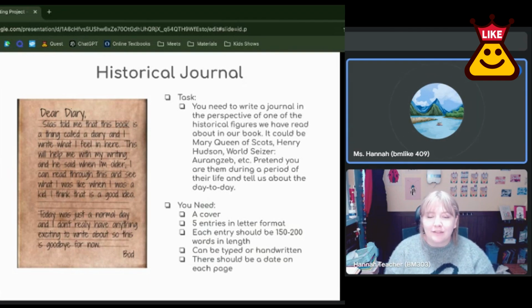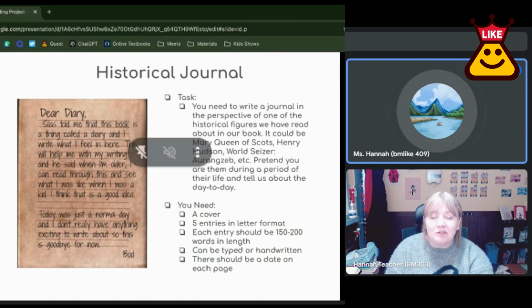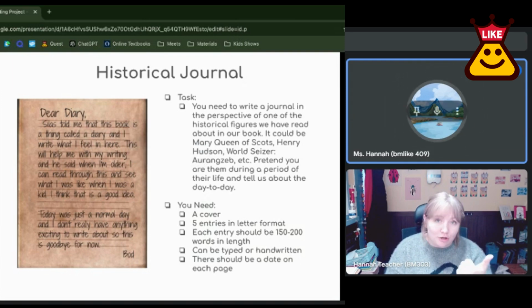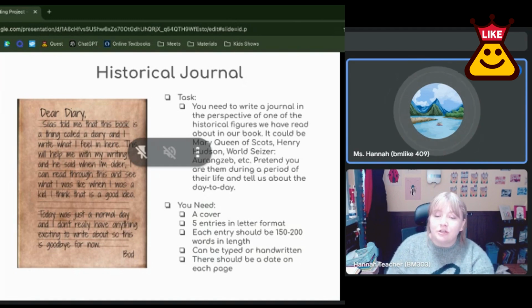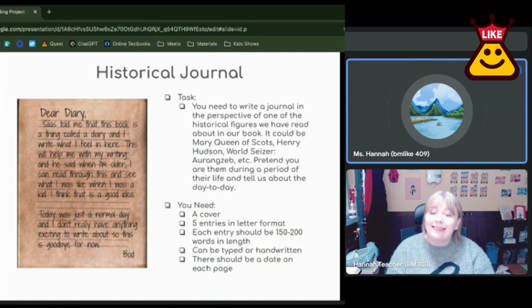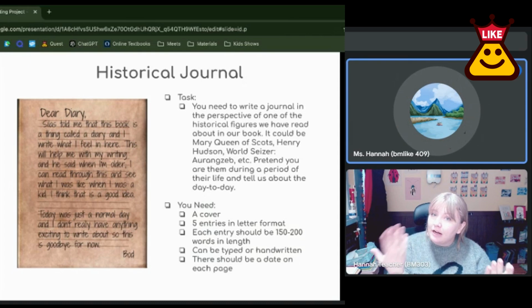Things like this. To get 100%, you need to have a cover for your diary or journal, whatever you want to call it. It needs to have 5 entries in letter format. That means we have a Dear Diary or a Dear Journal, sincerely or from or yours or just the name of whoever you're writing as. Each entry should be 150 to 200 words in length, and it can be typed or handwritten.